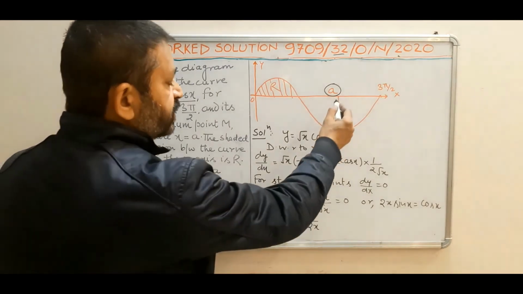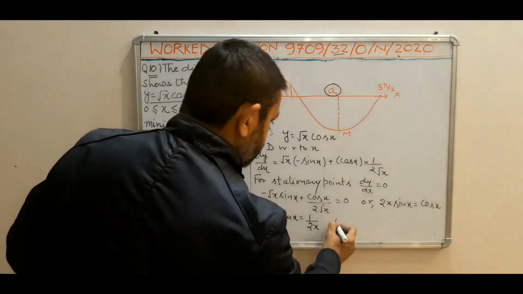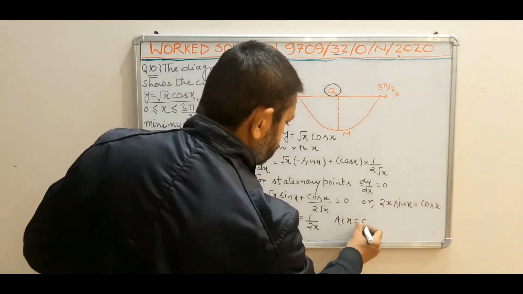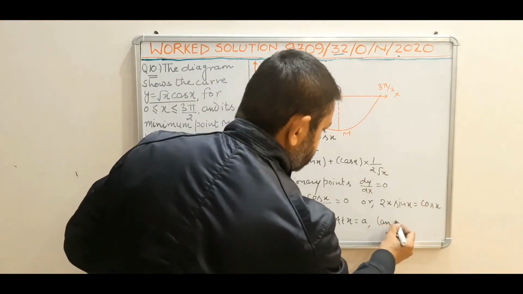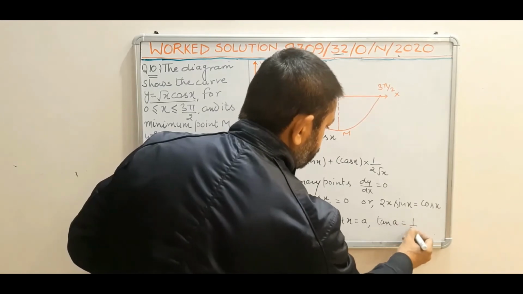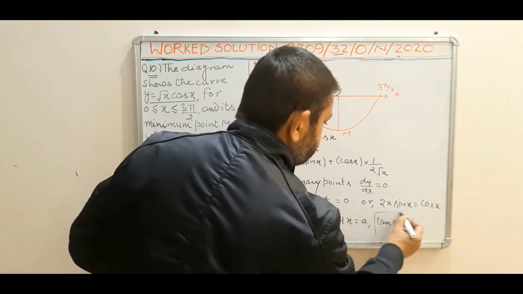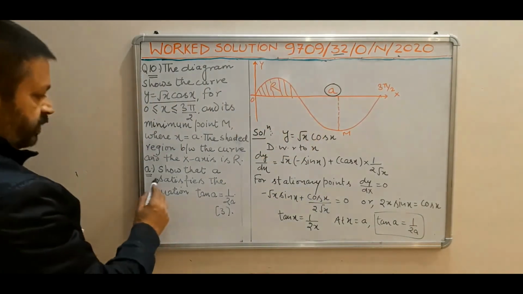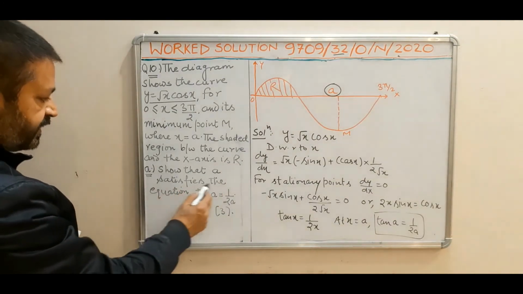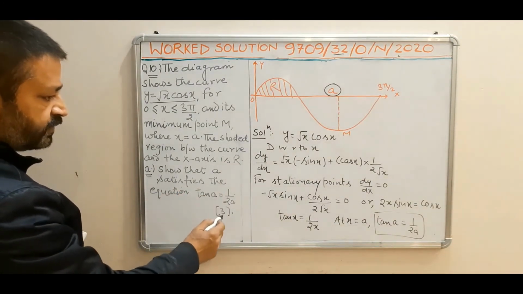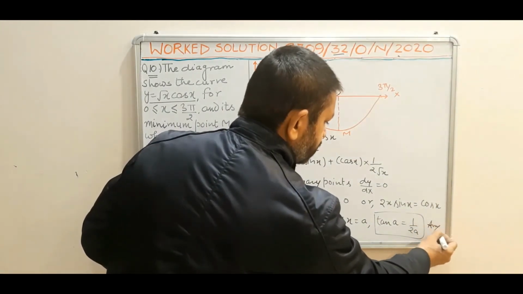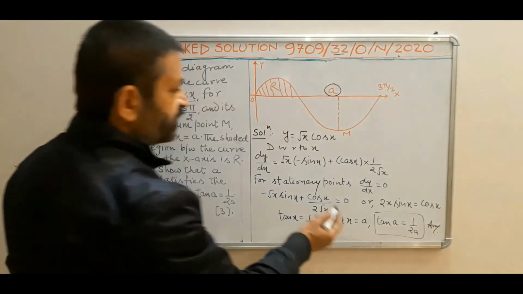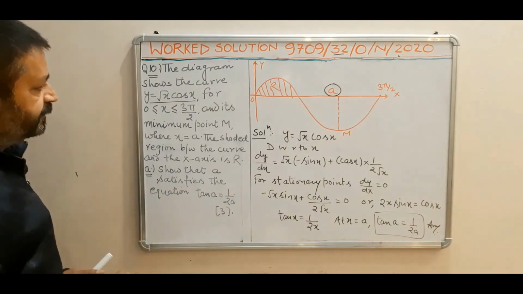Now the stationary point is x is equal to a. So at x is equal to a, put x equals to a here, we will get tan a is equal to 1 upon 2a. So this is our first part. What is asked? To show that a satisfies the equation tan a is equal to 1 upon 2a. So we are getting this, tan a is equal to 1 upon 2a. It means a is satisfying this relation. So this is first part.